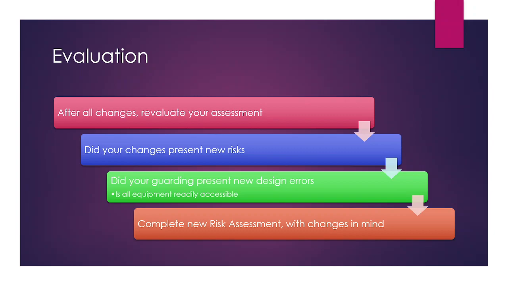Does our guarding present new design errors? Is all equipment readily accessible? So the NFPA 70, or the National Electrical Code, requires that we have access to all of our electrical panels. It's roughly, depending on the power and the voltage rating of the cabinet, most cabinets are required to have a 36-inch clearance between the front of the cabinet door to the back, as well as having 28 inches from side to side, allowing access to the cabinet.